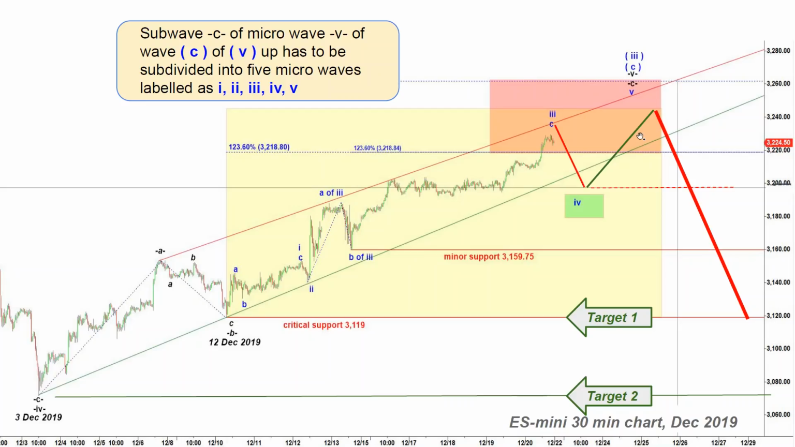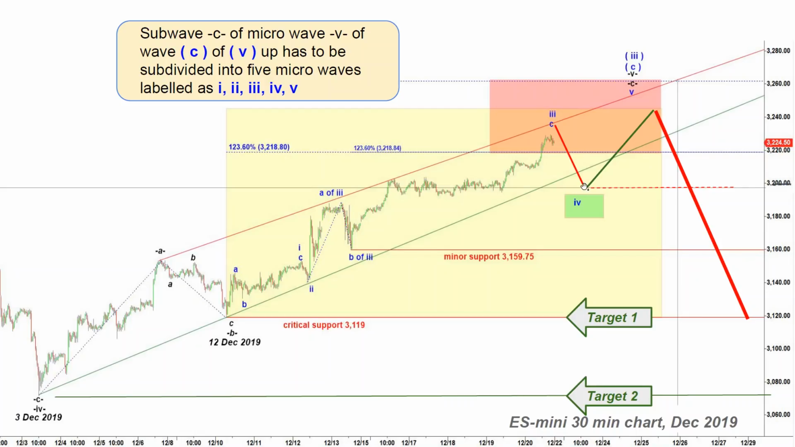And here we have the same problem. One could say it was ABC of 1, shallow 2, A of 3, B of 3, C of 3. The problem is that C of 3 is equal to A of 3, and normally C of 3 tends to be longer. So that is why I would suggest to wait until the first pullback down, use it as a critical support for the whole fractal, for the whole rally, and then wait for the final push higher.